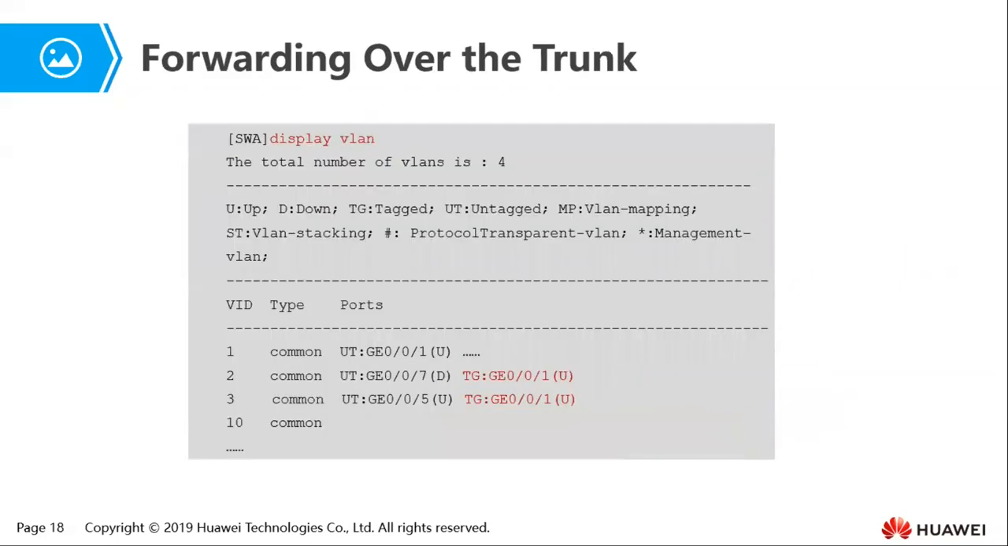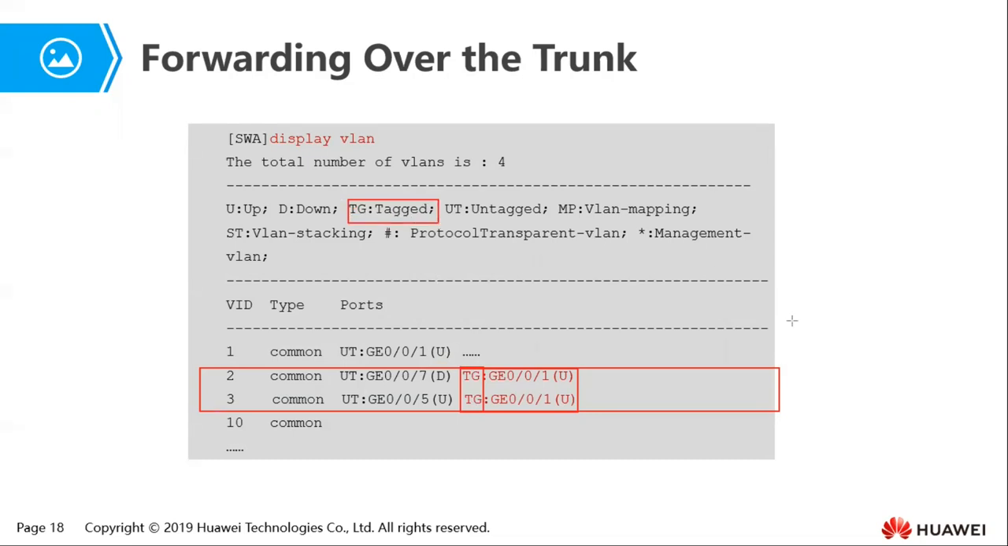Okay, so let's verify that. If we do display VLAN, we've allowed VLAN 2 and VLAN 3 to pass on G001. You see, on G001, they are going to pass as tagged frames, TG for tagged. The status of G001 is up.